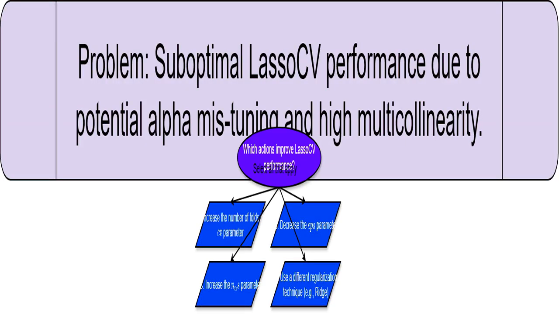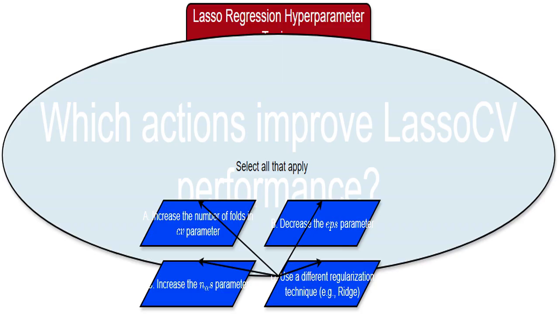My LassoCV model uses cross-validation to automatically choose the best penalty strength, alpha, but it isn't performing as well as it should. I suspect it's because the penalty strength, alpha, setting is not optimized. This means the model is not effectively managing the trade-off between fitting the training data and generalizing well to new data. I'm investigating several things I can do to improve the model. The goal is to select all the actions that could help solve the issue.